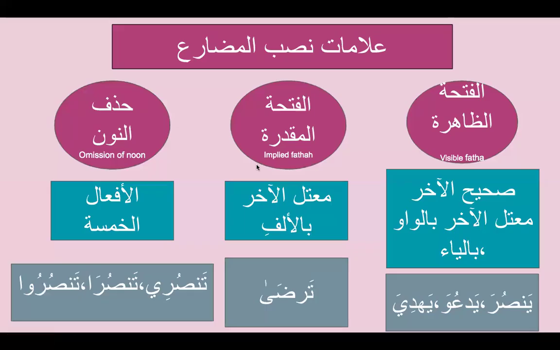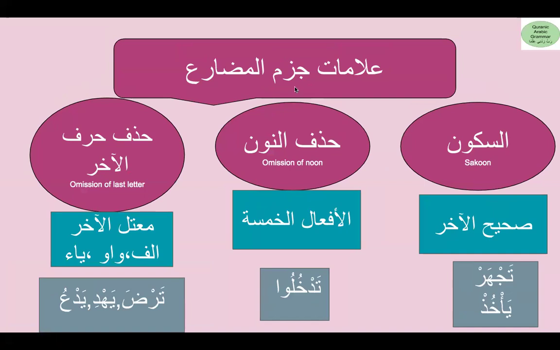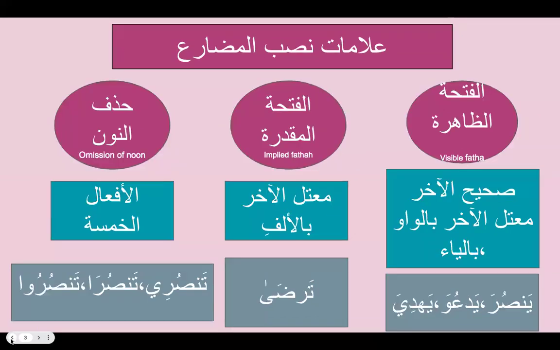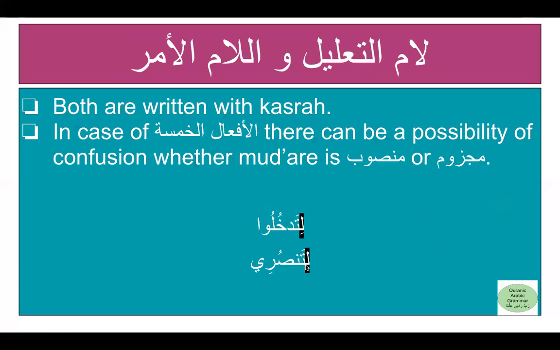Again, we know the sign of nasb status of mudari in case of al-af'alul khamsa is omission of noon. So tansuri, tansura, tansuru is the mansoob form of al-af'alul khamsa. In case of majzoom status, al-af'alul khamsa look the same. It can be tadkhulu, tansuri, tansuru, yansuru. So there is no way you can tell whether mudari is majzoom or mansoob if there is no context.